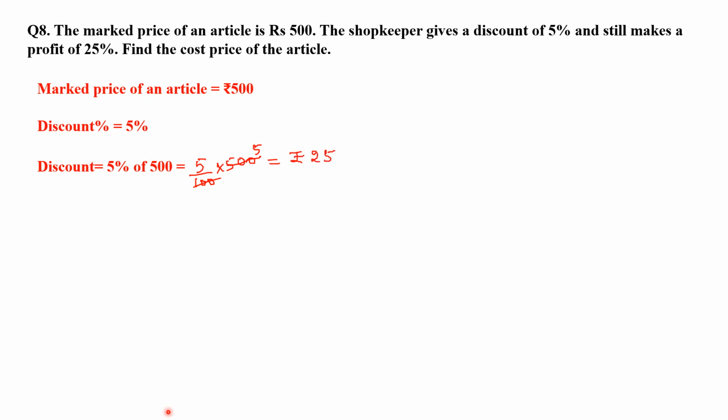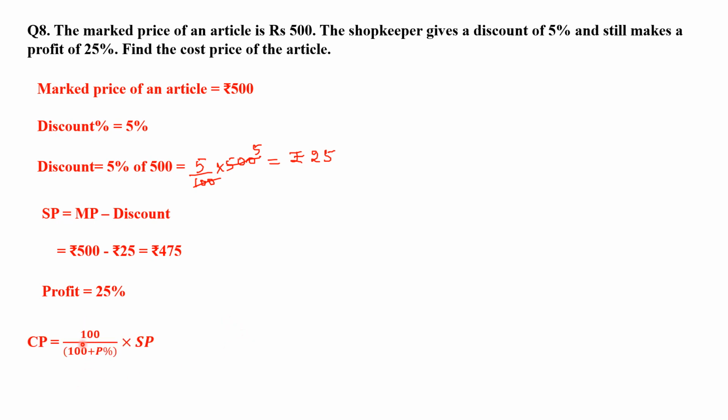So what will be the selling price from here? So mark price is 500 rupees. On that you are getting a discount of 25 rupees. So the sale price will be mark price minus discount, and if you subtract it, you will get 475 rupees. Now you have the value of selling price, profit percent is given, you have to find the cost price, right? So there is a direct formula to find the cost price of the article if you know the selling price and profit percent. So the formula is 100 by 100 plus profit percent multiplied by selling price.